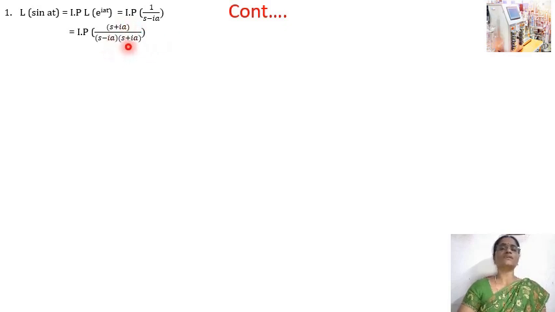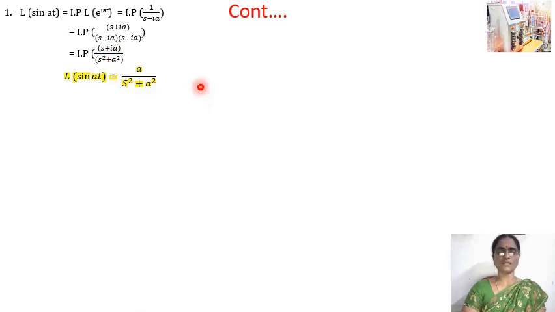Now look at the denominator. It will be in the form of a plus b and a minus b. You know the answer for a plus b and a minus b is a squared minus b squared. But here i squared is there, and i squared becomes minus 1, so here you will get the plus sign. So what is the imaginary part of this? The imaginary part is a, so a upon s square plus a square. That is the answer for the Laplace of sin at. The Laplace of sin at is a upon s square plus a square.